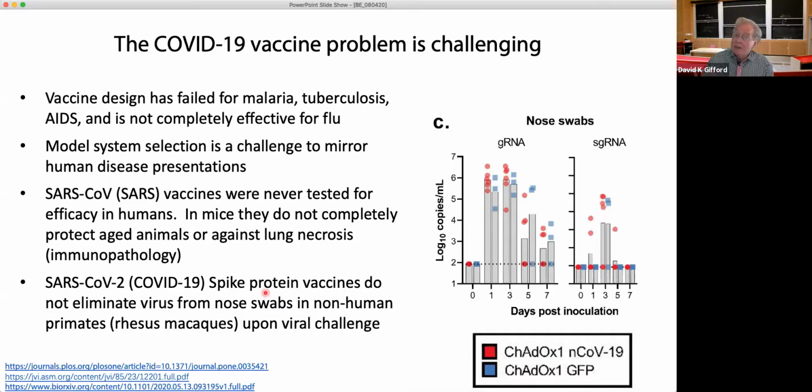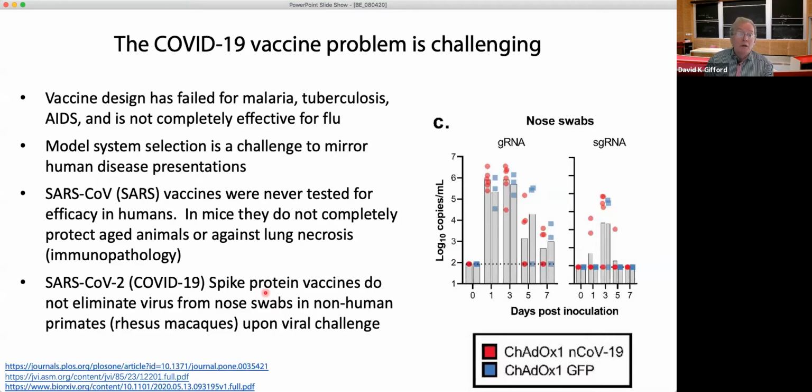But that said, the COVID-19 vaccine problem is challenging. Vaccine design has failed for a number of different diseases, and as you're undoubtedly aware, it's not completely effective for flu, even when we actually match the strain of flu that circulates exactly. Another challenge is that picking model systems to mirror human presentation of the disease is also a problem because these model systems don't completely replicate our immune system, and in particular the MHC molecules that are contained within it.